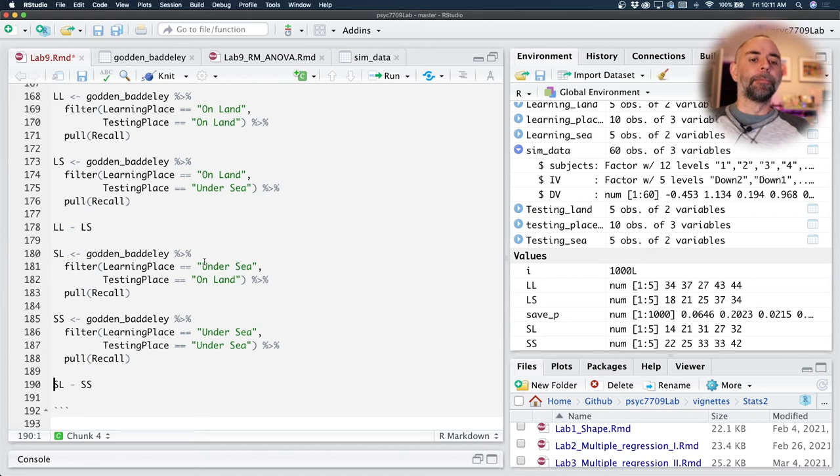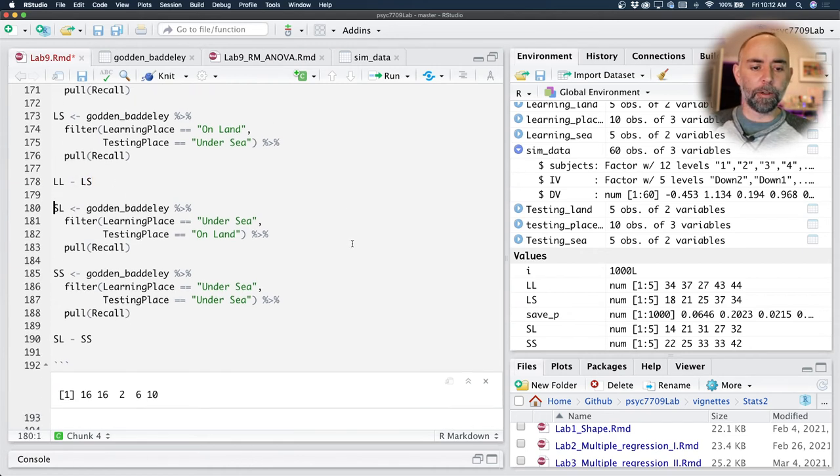Okay, so let's say when you test, you're just better on land than under sea. If you're better on land than under sea, then you have higher recall scores here than here. So this difference should be positive because you'd be taking big numbers and subtracting little numbers. In this case, those numbers are all positive, suggesting that people were better remembering things on land than under the water. Now, if that just happened no matter where you learned things, we'd find that same difference here. Because this is when people are tested on land, they should be better. And here's when they're tested underwater, and they should be worse. So we'd expect to find positive values here also.